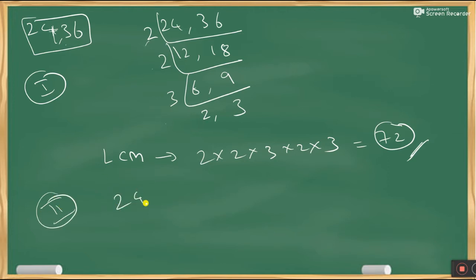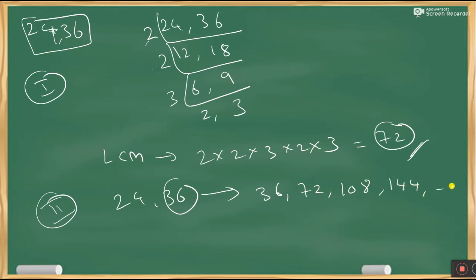Whenever there are two numbers, take the highest number and write down the multiples of it. So 36 multiples: 36 ones are 36, 2s are 72, next 108, 144, and so on. Now check the smaller number. Check whether in those multiples, 24 divides any of them completely. If you see, 36 is not completely divisible by 24, whereas 72 is divisible as well as 144 is divisible. That means when I divide 72 by 24, I get a remainder of 0. Similarly, in the case of 144, this happens.